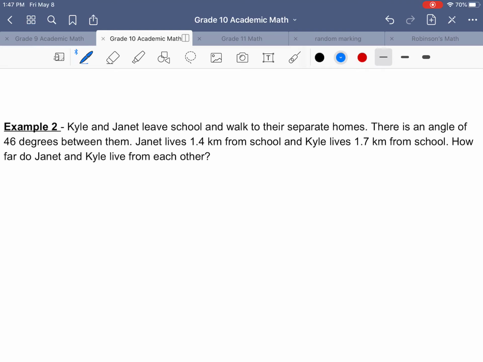So they both start out at the same location. They start out at school. So I'm just going to put a point here and label it with an S for school. Now, Kyle lives 1.7 kilometers away and Janet lives 1.4 kilometers away. So let's draw in Kyle. So Kyle walks home from school. There he is. So 1.7 kilometers. And let's do Janet as well. So Janet lives 1.4 kilometers from school.